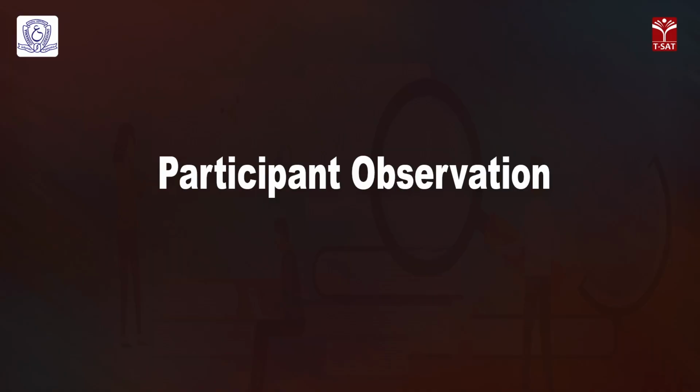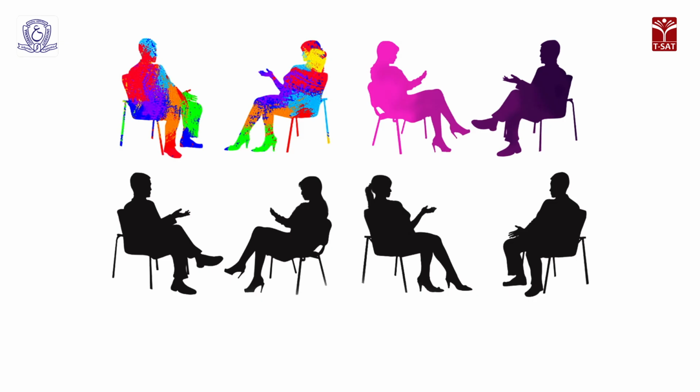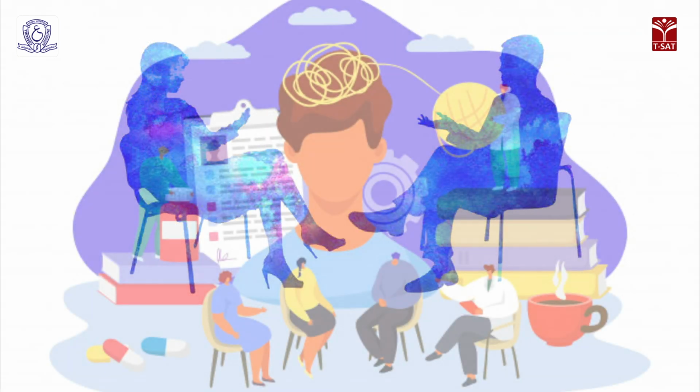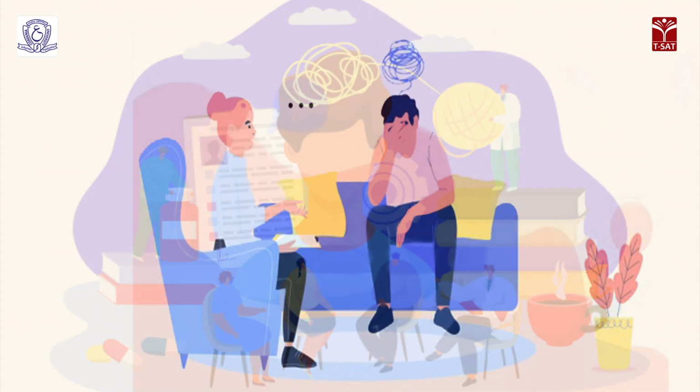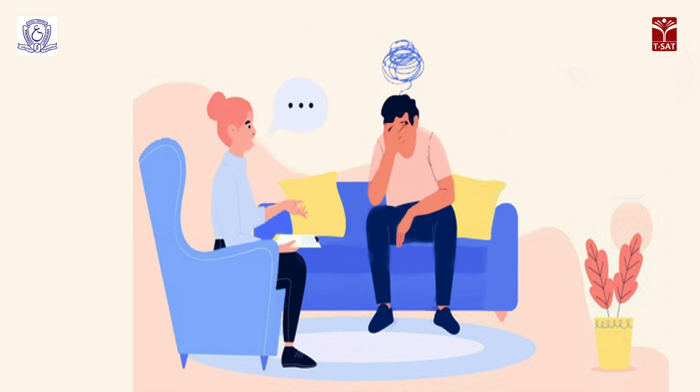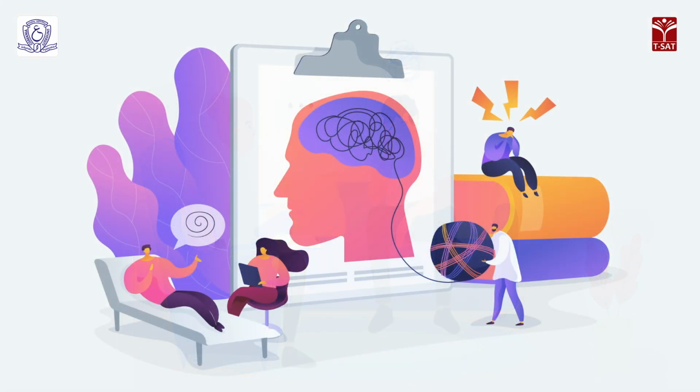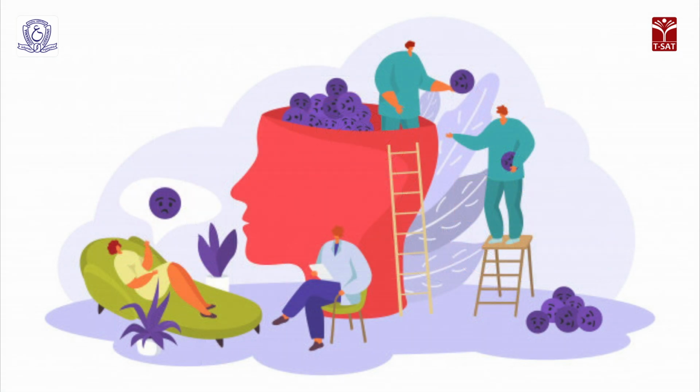Let's look at participant observation. Participant observation allows the researcher to collect data for a better understanding of a situation and about the people who have lived experiences of the situation. This is done by the researcher by being a part of the experience and by observing the events in their natural settings. Participant observation is appropriate for studying social phenomena that we know very little about.